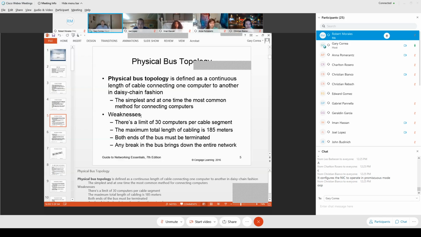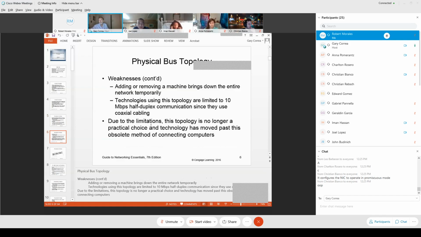By the way, why is it never used today? It just doesn't work well, and we're going to find out why in the lecture in a minute. It's true we can't do any more than 30 computers, but who cares? It's true that the maximum length is 185 meters, but who cares? This is the big one: any break brings down the entire network. We're going to get to that in a minute, and you have to know that for my test. So the bus is the old one that's a waste of time that we never use.